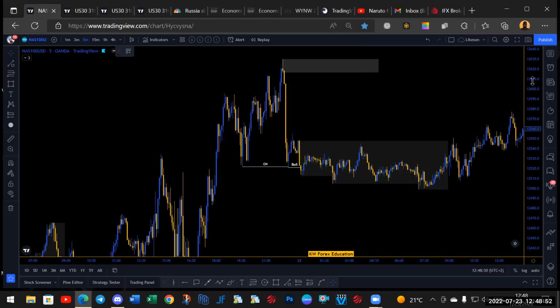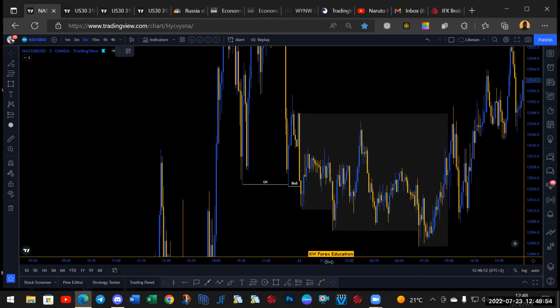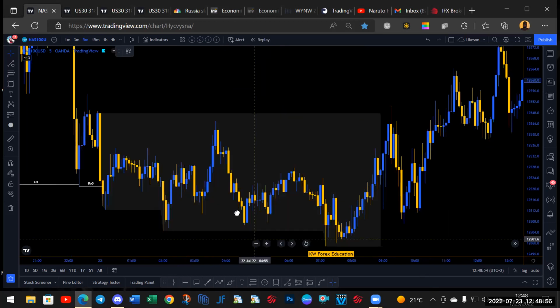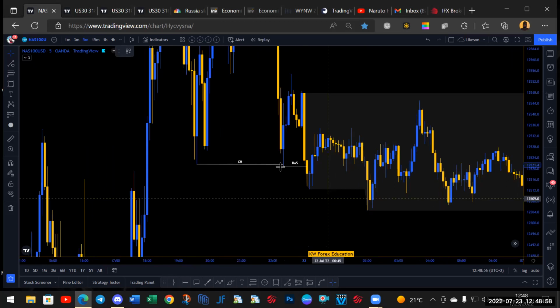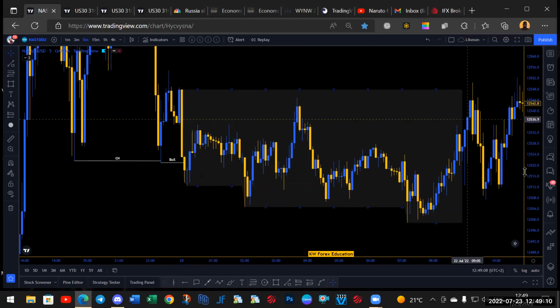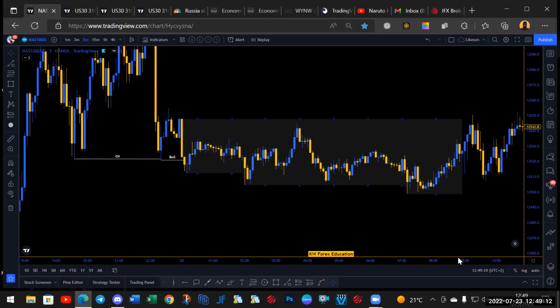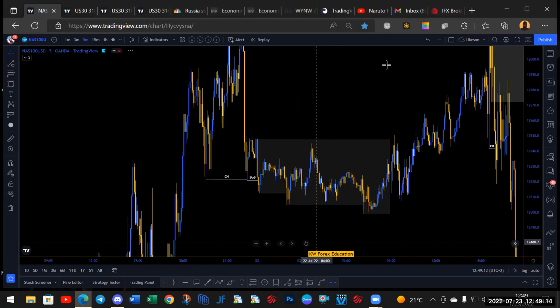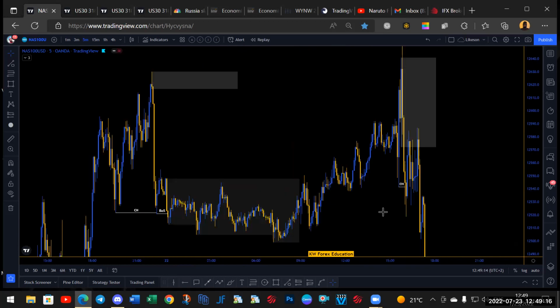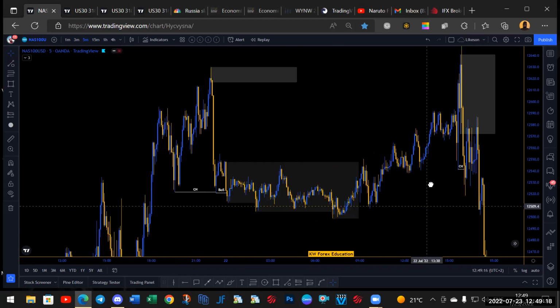I don't know if you can see. Let me just zoom out just so you can see nicely. You see there? Yeah, change of character happened. It was wicked out there to indicate change of character. Then again, break of structure happened there, right? Now, as we can do this.